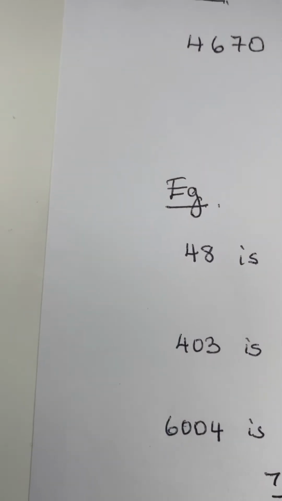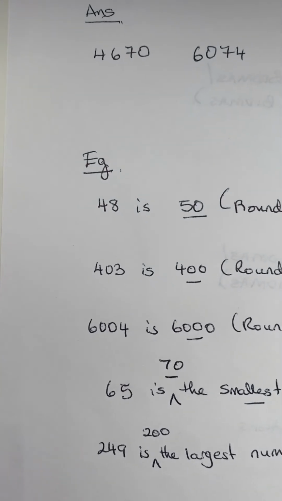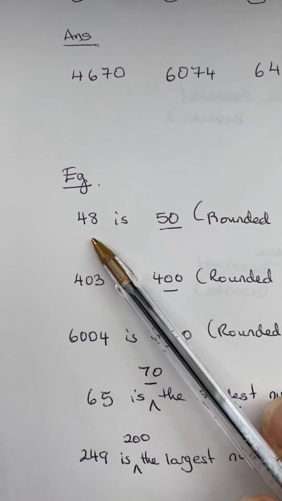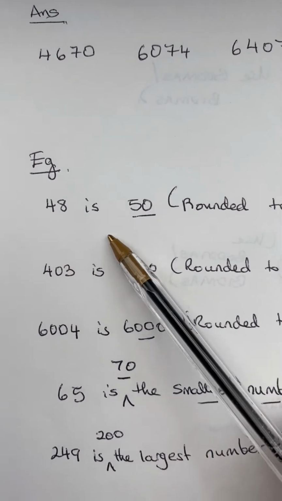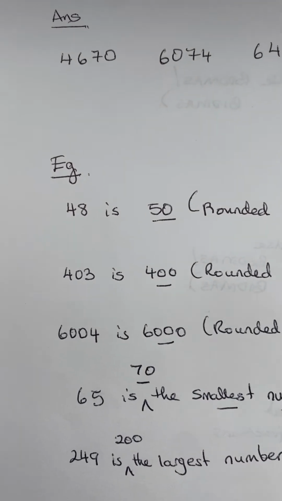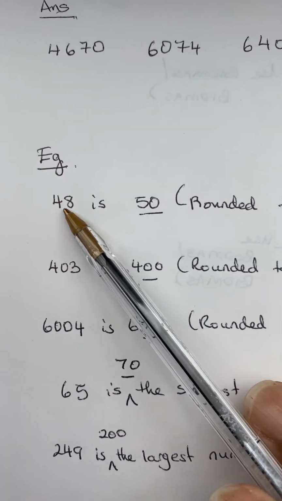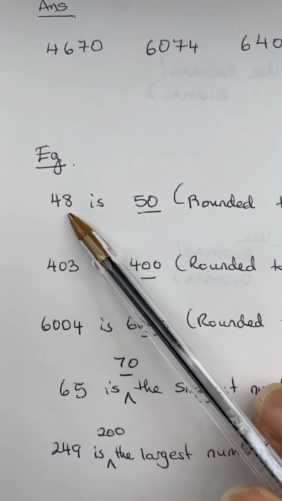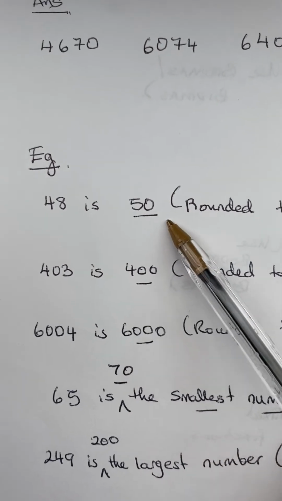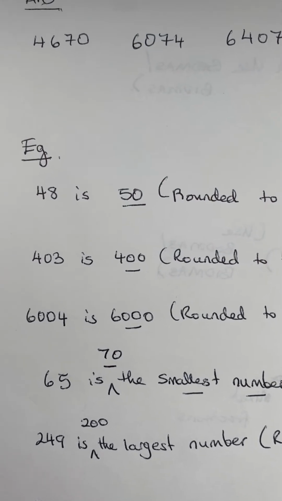Now let's do some work on nearest numbers. So look at this: 48 becomes 50 to the nearest 10, because 48 cannot be 40, because of the 8 in the units place, which is greater than 5. So 48 becomes 50 rounded to the nearest 10.